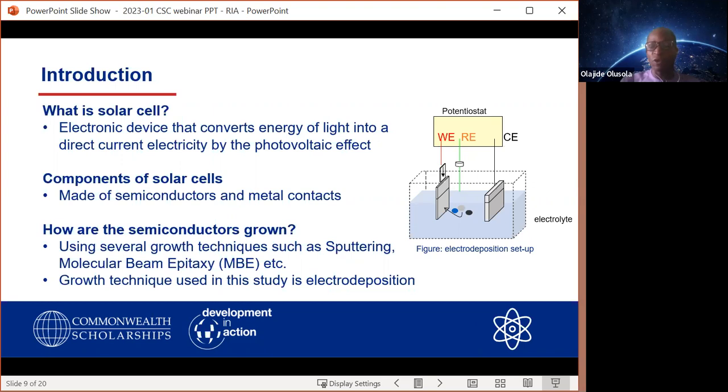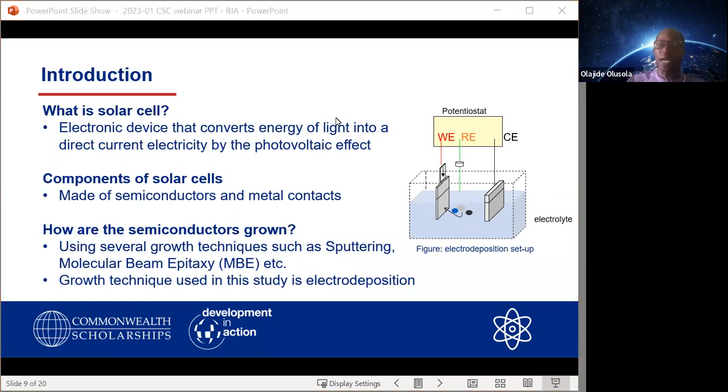So my research focus is on growing and developing these semiconductors for utilization in solar cell fabrication. And there are various methods through which these materials are grown. We have molecular beam epitaxy, we have the sputtering method, and so on and so forth. But in my own research, and based on the technique we use in our research group at Sheffield Hallam University, United Kingdom, under the supervisory leadership of Professor I.M. Dharmadasa, we use the electrodeposition technique.